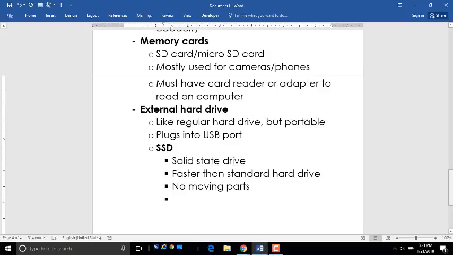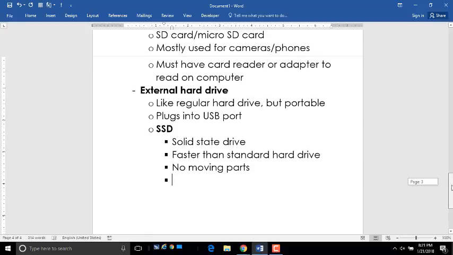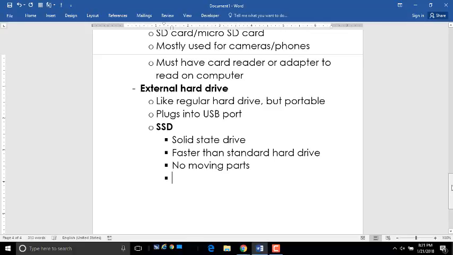If I had a regular hard drive and dropped it on the floor, I could ruin that hard drive, and I've done that before. If I have an SSD and I drop it on the floor, chances are it won't be damaged. It still could be, but the chances are a lot less. The only negative to an SSD is that it is more expensive than a hard drive, although over the last couple of years the price has come down a lot.